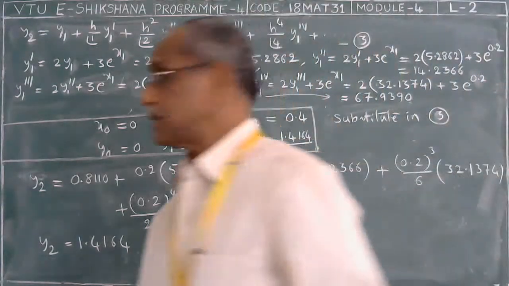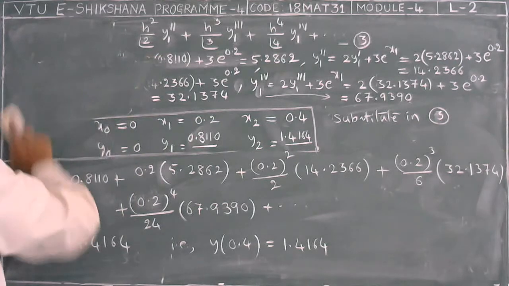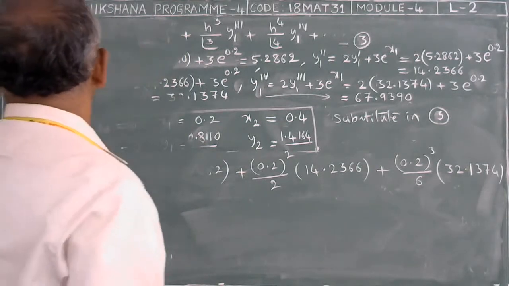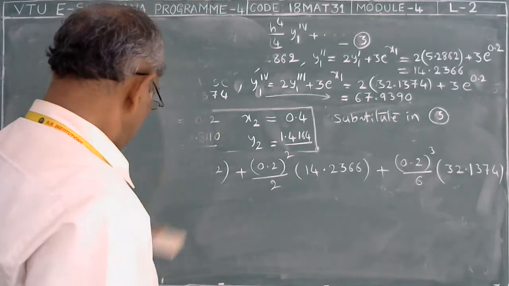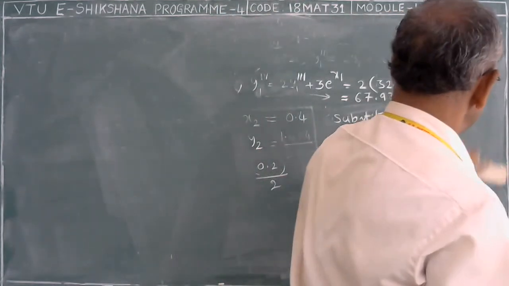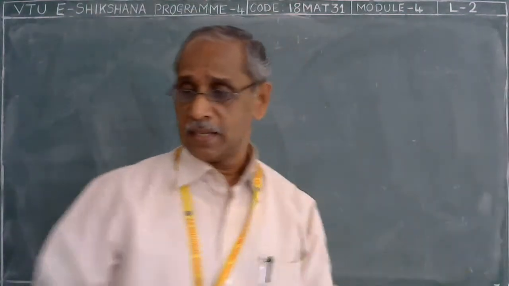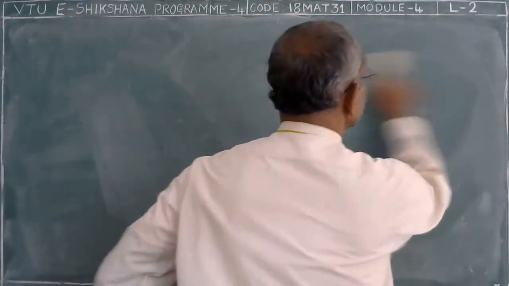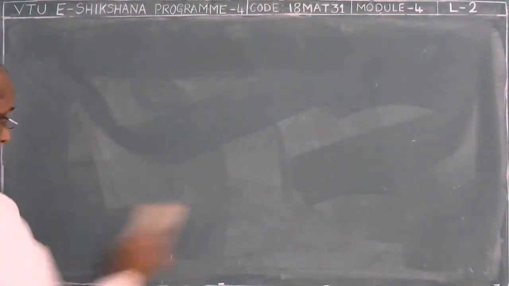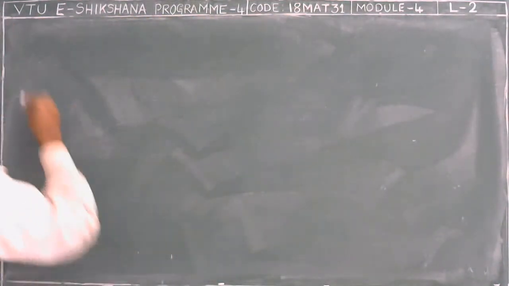Okay. Now let me consider the next single step method, namely modified Euler's method. Now before we take up modified Euler's method, let us first understand what is the Euler's method. Of course, modified Euler's method is an improvement made over Euler's method. The next prescribed method from your syllabus is modified Euler's method. First, let us understand Euler's method first.